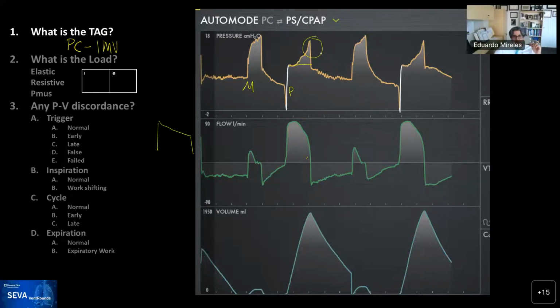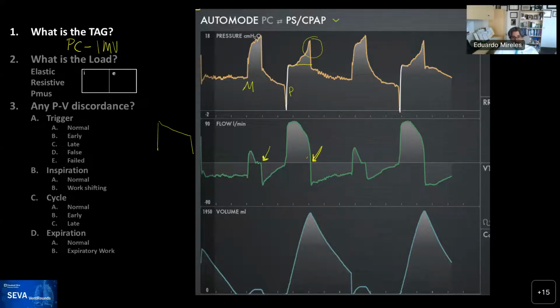Sometimes we get confused because we see this and we identify it as a late cycle, but you can see here that it crosses really nicely the zero flow line, the zero flow baseline. And these two are different sizes. So this tells you that these are pressure support breaths and these are mandatory. Actually, you also know that this is cycled by time.